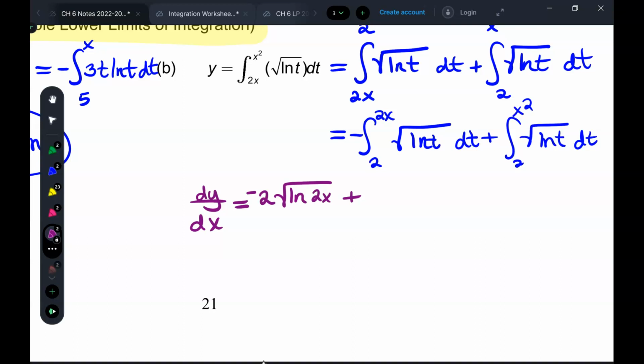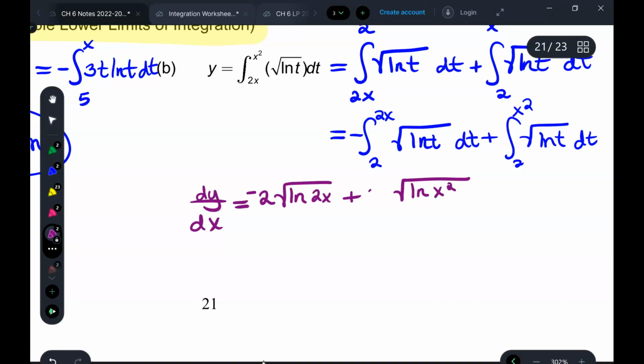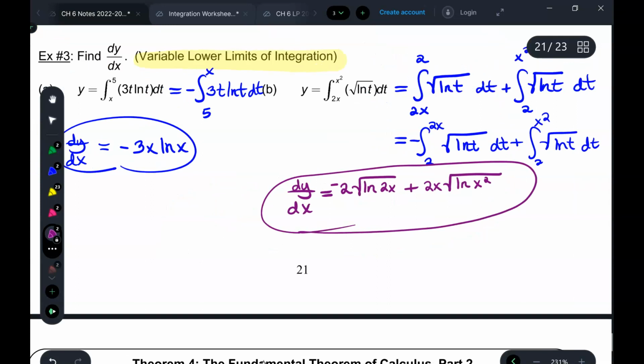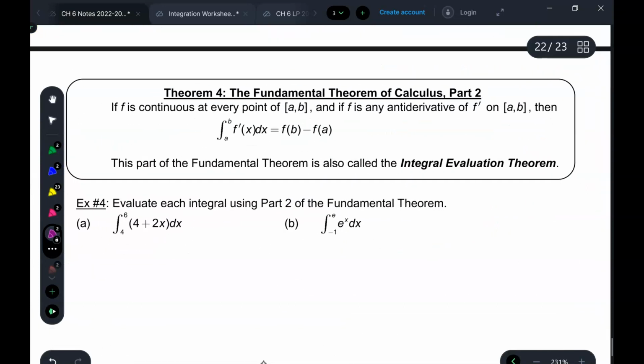Now I'll leave some space because I'll have chain rule again. Natural log under the square root of x squared times 2x. I'll just put the 2x in front. So when you have a variable in the top and the bottom, you're going to end up with 2 things added together. Okay? Are we all right with those? Okay. All right.